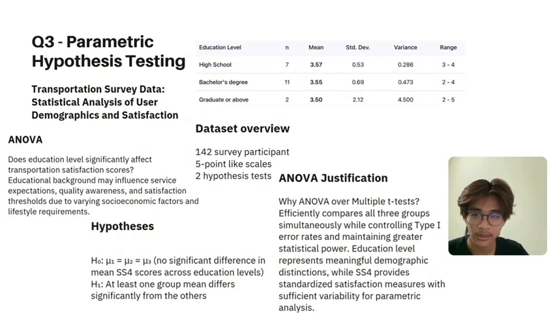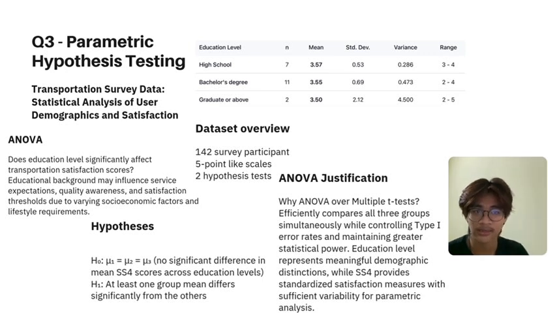For the research question, I chose transportation survey data, with statistical analysis of user demographics and satisfaction. ANOVA: does education level significantly affect transportation satisfaction score? Education background may influence service expectation, quality awareness, and satisfaction threshold due to varying socioeconomic, cultural, and lifestyle requirements. For the dataset overview, we have 142 survey participants and a 5-point Likert scale to hypothesis test.